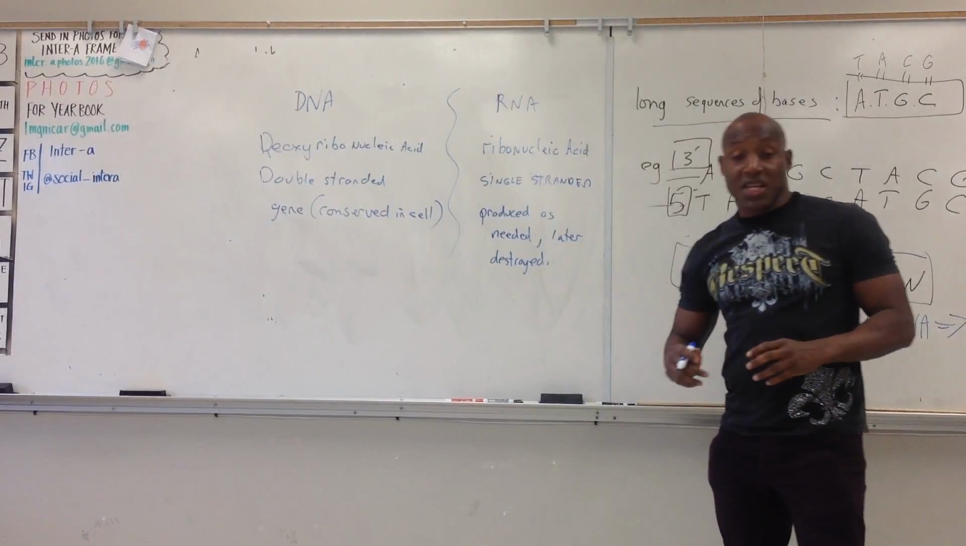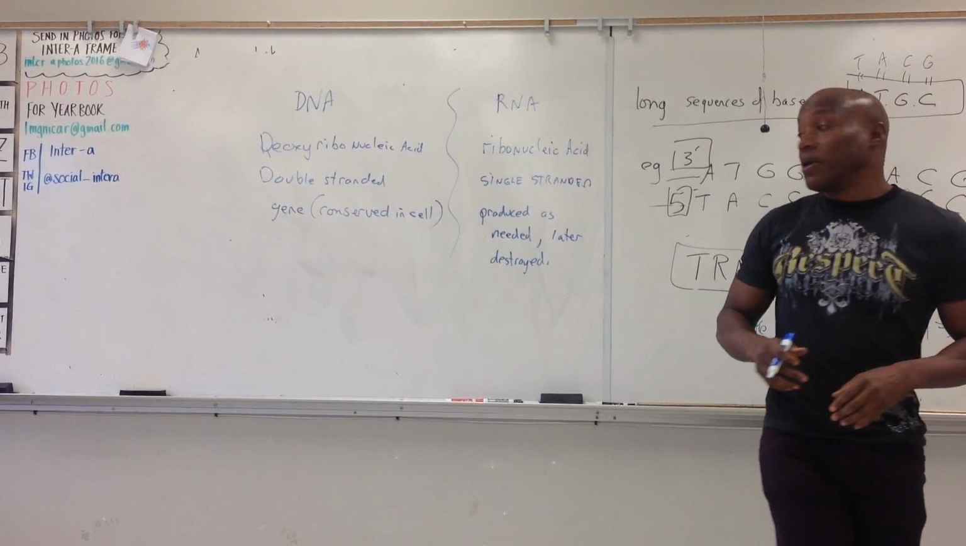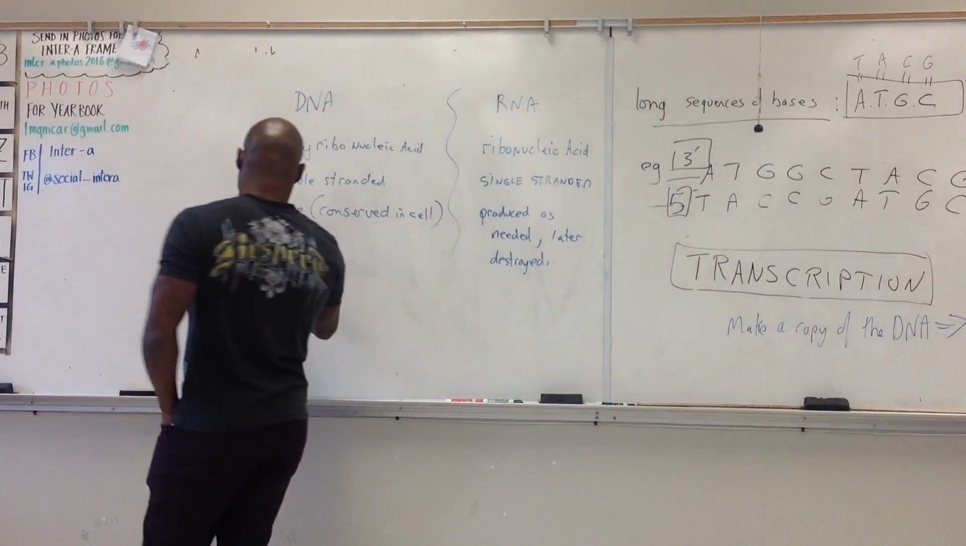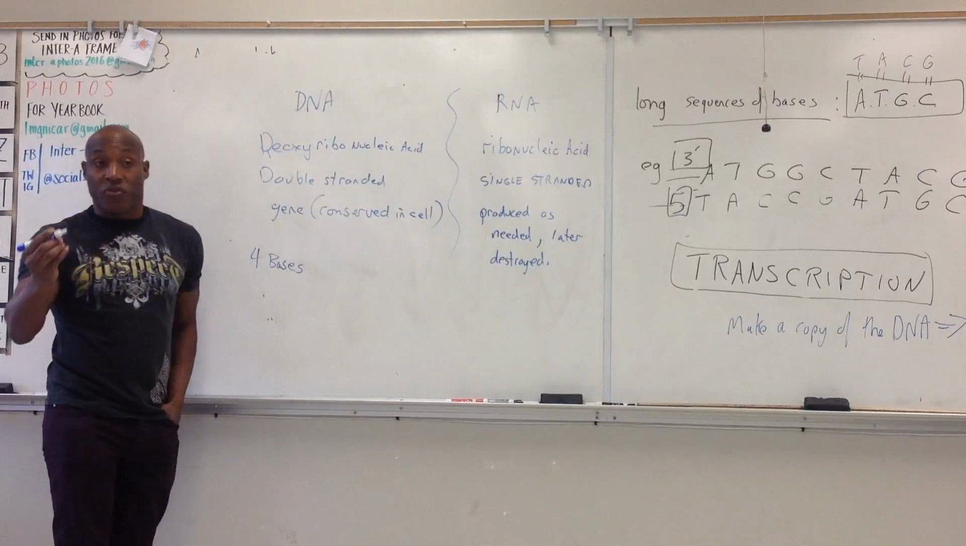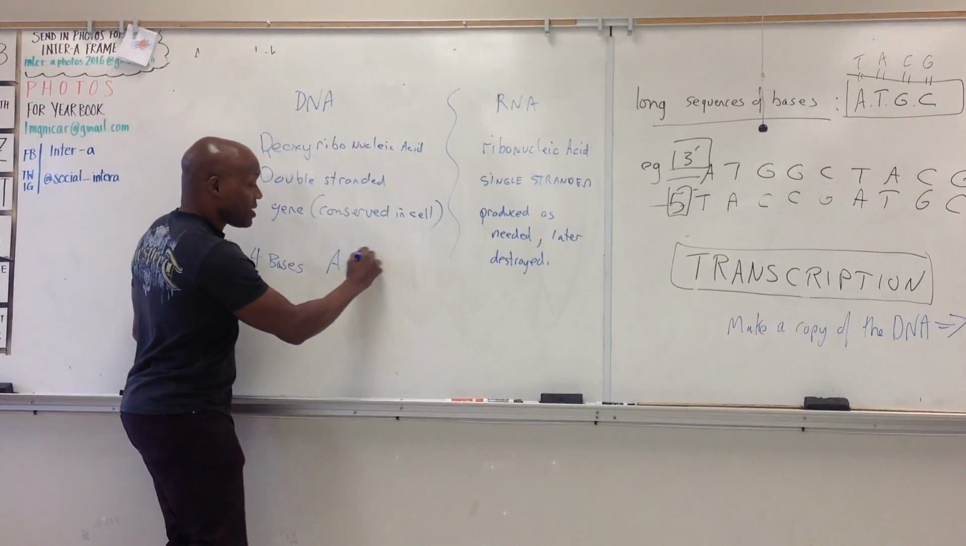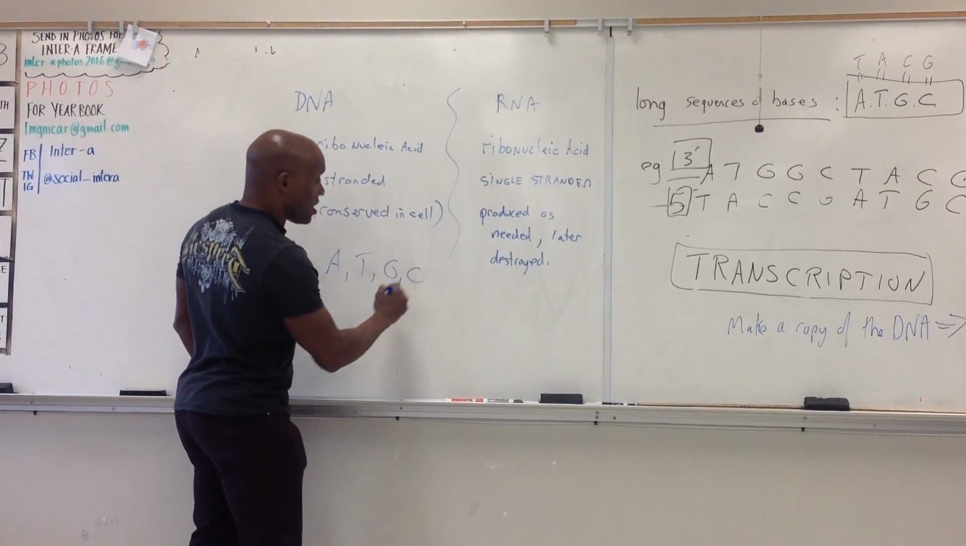And the other difference between DNA and RNA is what makes it up. It uses 4 bases. And the bases we've already symbolized with A, T, G, and C.